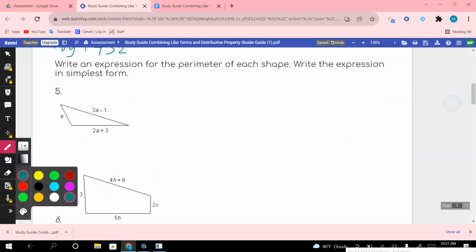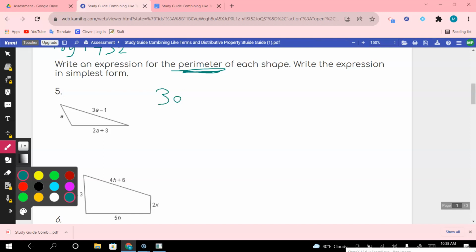Okay, let's look at number 5. Write an expression for the perimeter. Perimeter means we're going to add up all the sides. Write the expression in simplest form. So we're going to add up all of the sides of the triangle. So we have 3 sides.